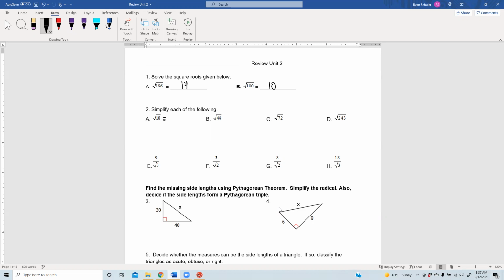What are two numbers where one of them is a perfect square that multiplies to give you 18? Well, we could do 2 and 9. 9 times 2. That breaks up to the square root of 9 times the square root of 2. What's the square root of 9? 3. And then I'm left with the square root of 2.